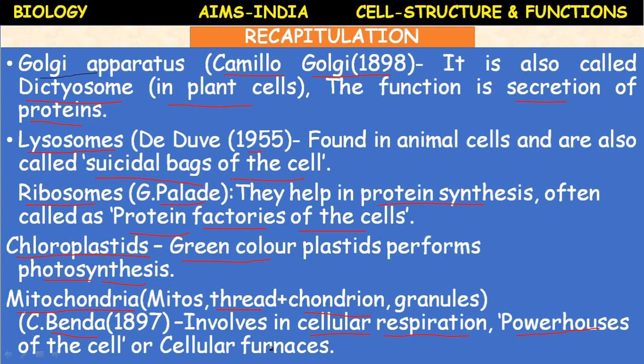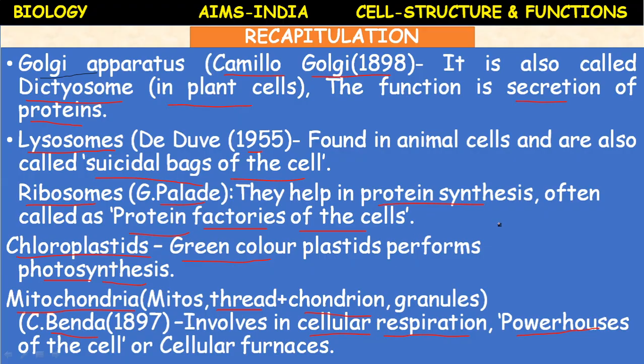Energy currency. Okay, and they are also called cellular furnaces, where the energy is produced. Powerhouse of the cell. So these mitochondria play a very important role in the generation of energy, which is called the metabolic energy, which is required to carry out the different functions. So hence mitochondria are called powerhouses of the cell.